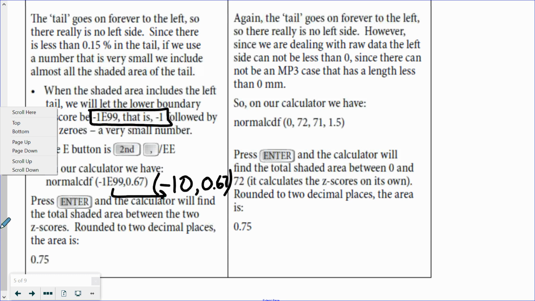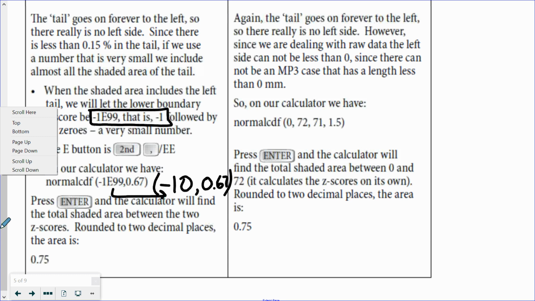Next is your mean. In that case, it was 71. Then you put another comma, and then you put the standard deviation of the data, which was 1.5. And then you close your bracket, and you press enter, and you get, again, rounded to 2 decimal places, 0.75. So give that a try.